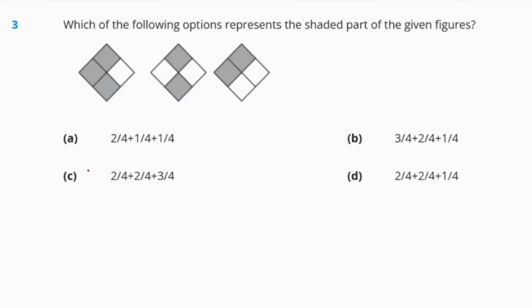Next question: which of the following options represents the shaded part of the given figures? In the given figure, the first fraction is 3 by 4, the second is 2 by 4, and the third is again 2 by 4. Which option is correct? Yes, that is option C: 2 by 4 plus 2 by 4 plus 3 by 4. That is the sum of the shaded parts. So the correct option is option C.